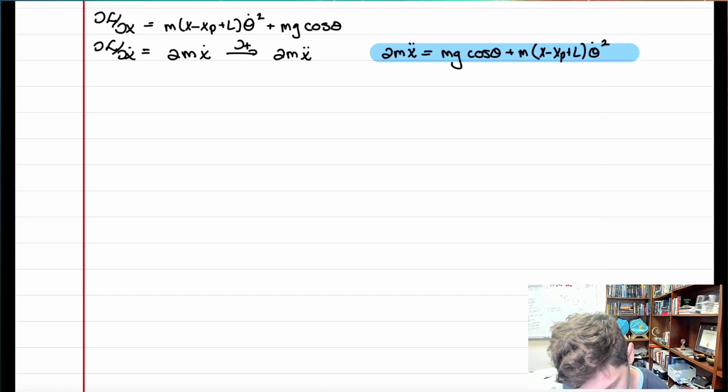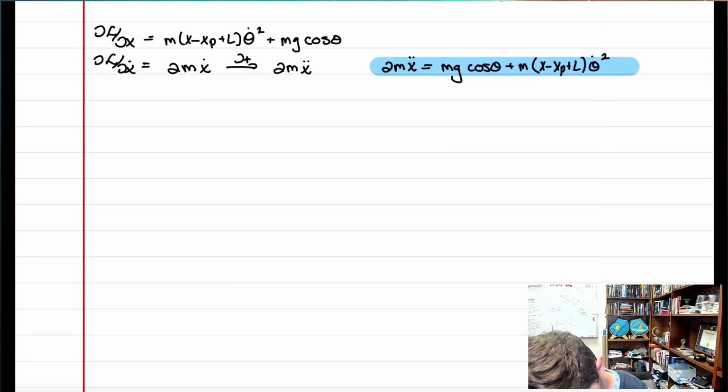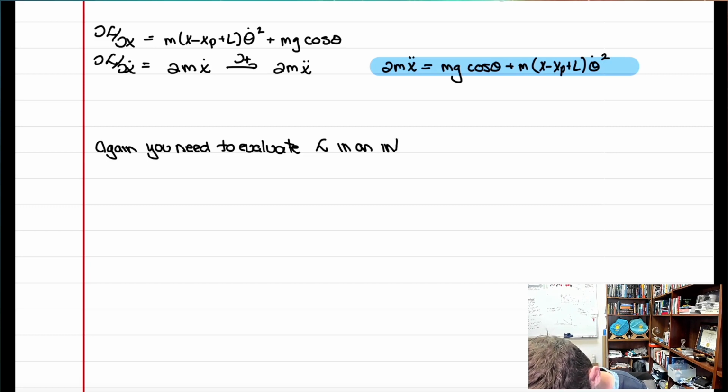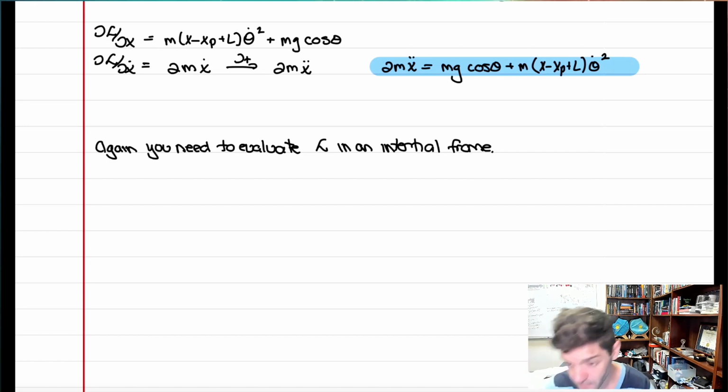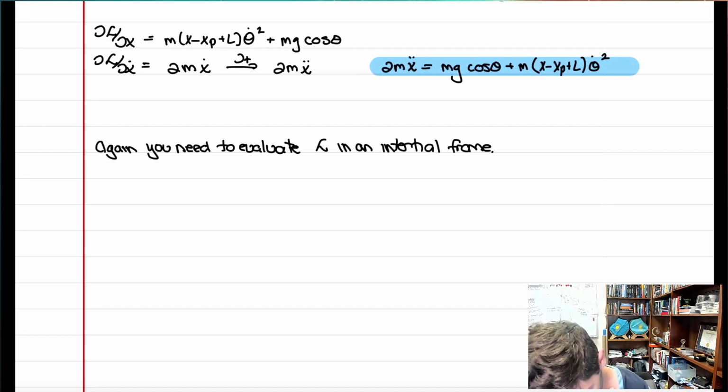Let me do one more. So again, just like before, you need to evaluate the Lagrangian in an inertial frame. However, some of your coordinates that you use could be non-inertial coordinates.